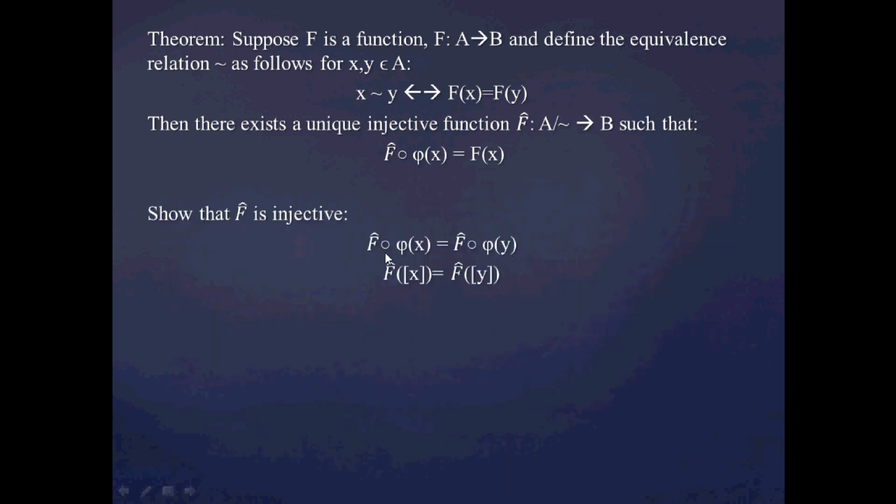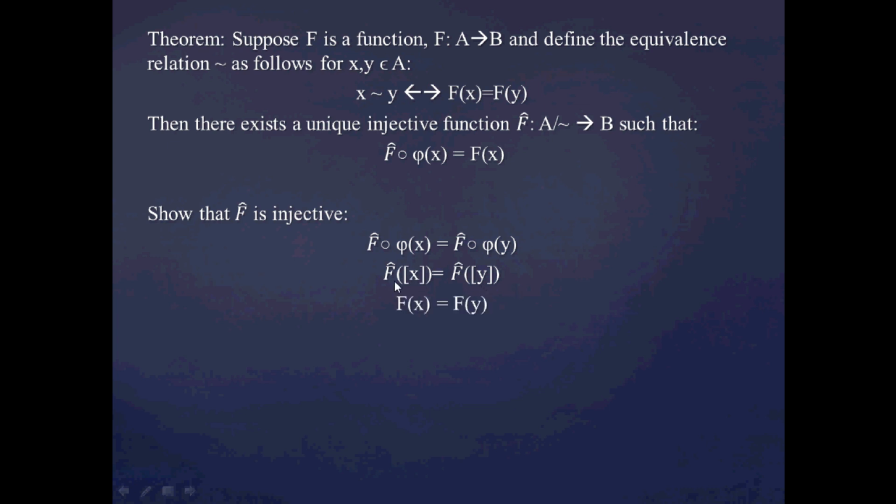So this calculation here, that f hat of phi of x is equal to f hat of phi of y, is the same thing as saying that f hat of the equivalence class of x is the same thing as f hat of the equivalence class of y. And that's just because the symbol phi here is sending those x's to the equivalence classes. So this is another way of writing this first line here. So again, what I want to show is that from this statement, I can deduce that the equivalence class of x is the same as the equivalence class of y.